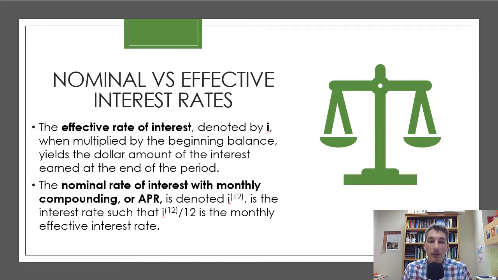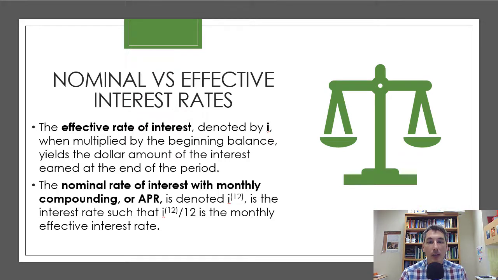Now, nominal versus effective interest rates. We talked about effective interest rates in section 1. The effective rate of interest, denoted by I, when multiplied by the beginning balance, yields the dollar amount of the interest earned at the end of the period. So the effective rate of interest is how much interest you get. Well, you take the effective rate and multiply by the balance, right? That's the idea.